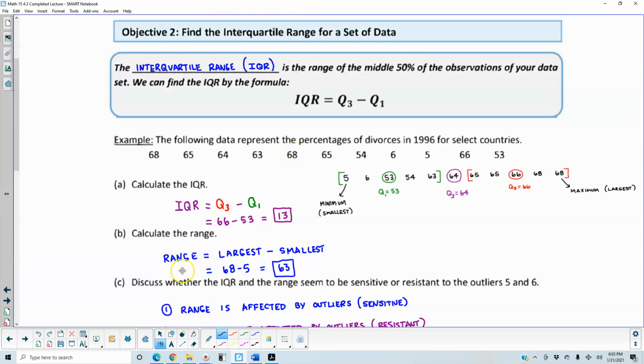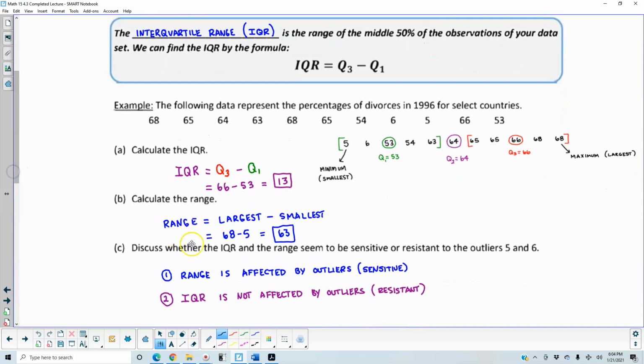Now let's calculate the range. Now the range is different than the interquartile range. Remember that the range is equal to the largest number minus the smallest number. The largest number was 68, the smallest number was 5. 68 minus 5 is 63. So the range is equal to 63.